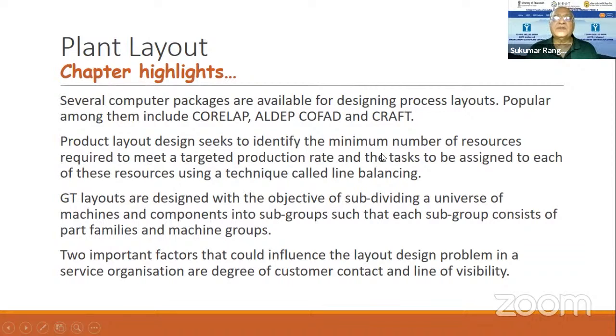Product layout design seeks to identify the minimum number of resources required to meet a targeted production rate, using line balancing. Group technology layouts are designed with the objective of subdividing the universe of machines and components into subgroups, and then these subgroups are taken for final assembly, or maybe 3-4 into a final assembly.